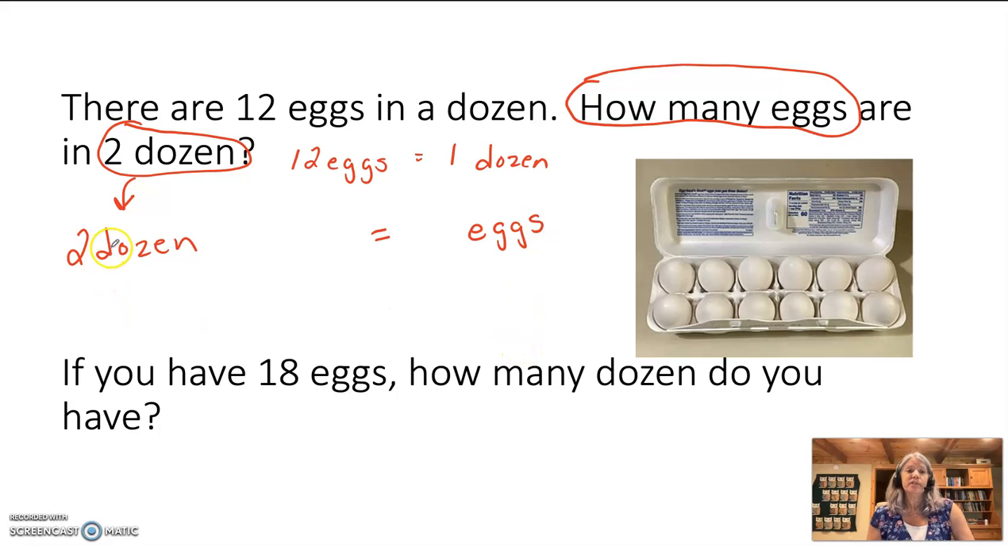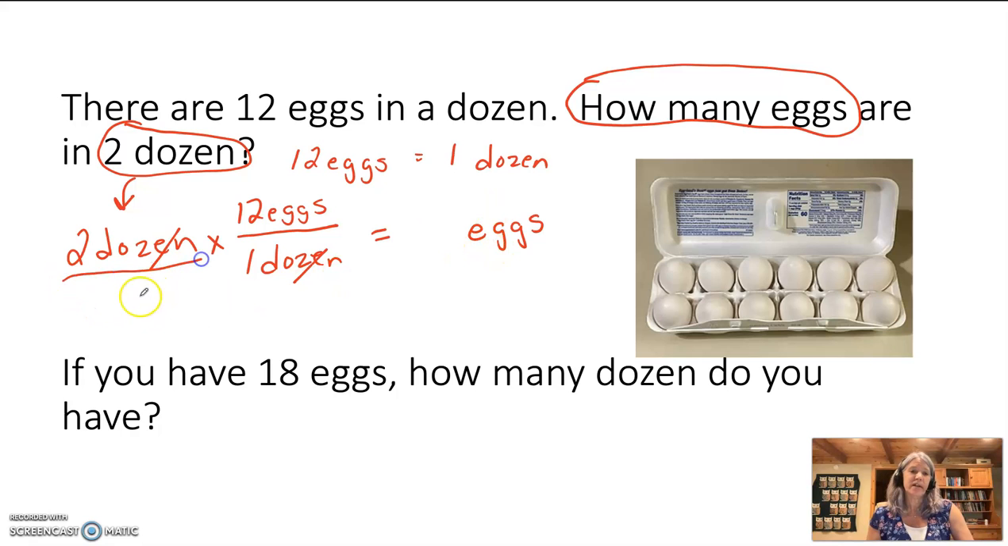So we do that by multiplying what we're given by the conversion factor. Okay, and this is our conversion factor. We're going to put the 1 dozen on the bottom, and we're going to put the 12 eggs on the top. And the reason that we do that is because we want to get the number of eggs. So the dozens will cancel, and the eggs will be left as a unit, right?